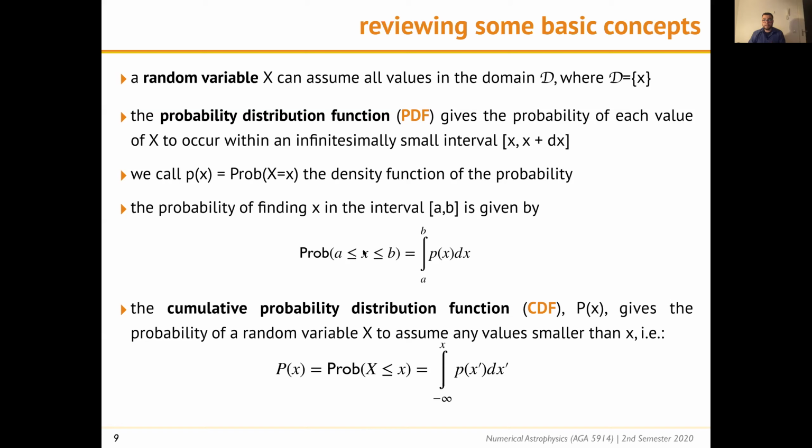So it's the probability of finding x between a and b. It's just the integral between a and b of p of x dx. Another important concept, which is probably trivial for most of you, is the cumulative probability distribution function, or CDF, which is capital P of x. The CDF gives the probability of a random variable x to assume any values that are smaller than x. Therefore, by this definition, we just integrate the probability distribution function from -infinity up to the value of x.